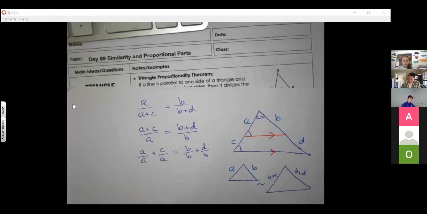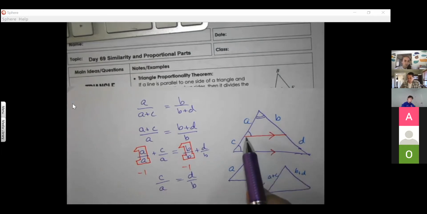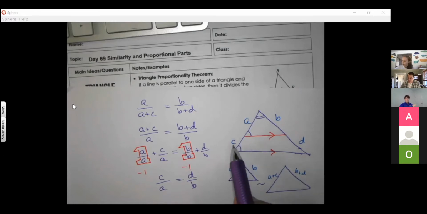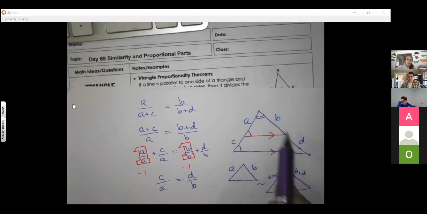And now you'll notice that A over A is a bigger form of 1, and B over B is a bigger form of 1 as well. So if I just subtract 1 from both sides, what I'm left with is C over A equals D over B. What this proves for us is that when I've got this parallel line, it splits the sides proportionally. So the ratio of these two portions is the same ratio as these two portions.